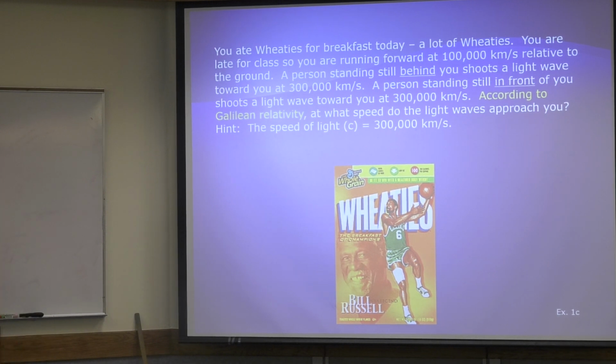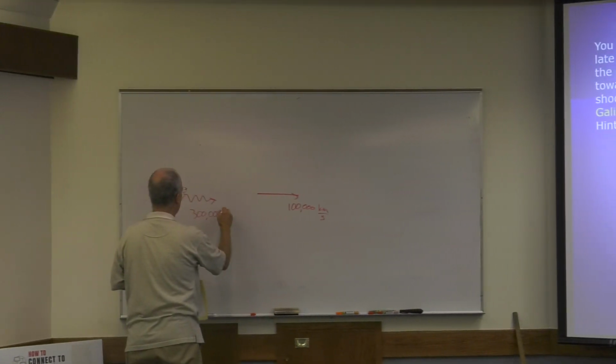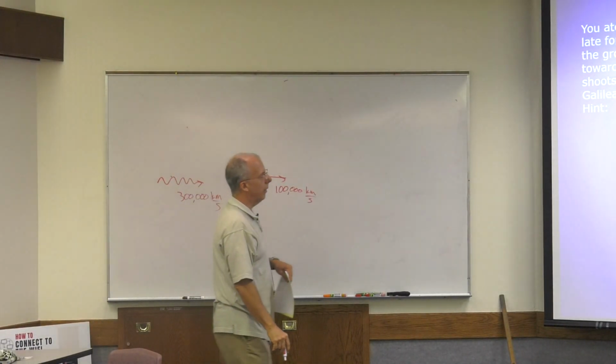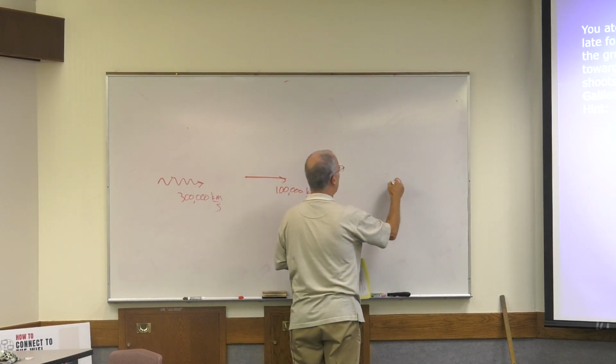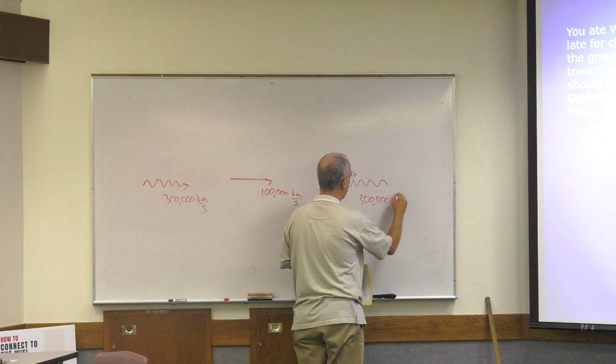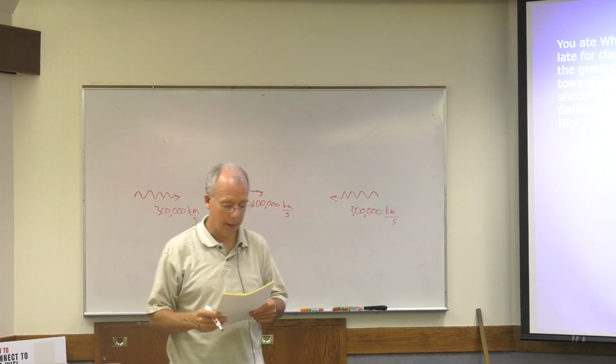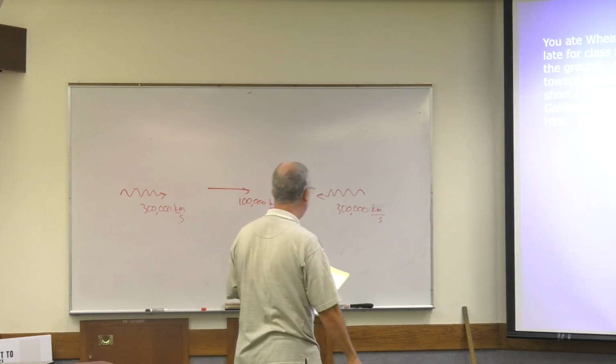Okay. So let's do it. Okay, so you are going at 100,000 kilometers per second. And then somebody behind us shoots a light wave, 300,000 kilometers per second. And then somebody in front of us shoots a light wave. All right. According to Galilean relativity, work it out. So pause your video and figure it out.